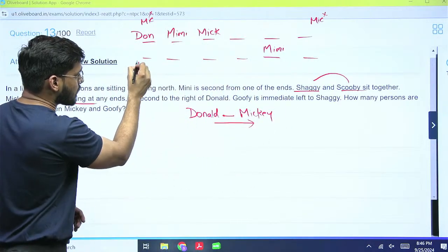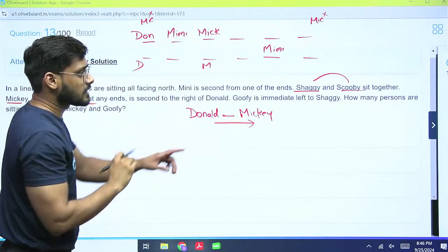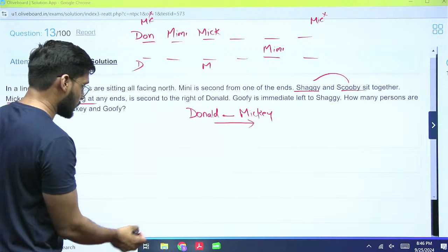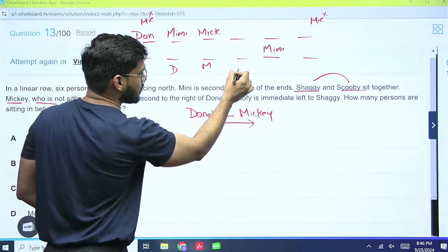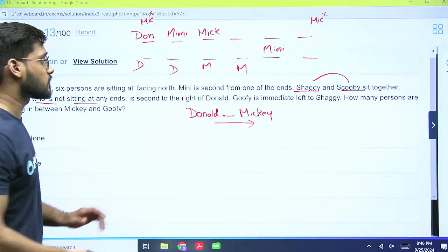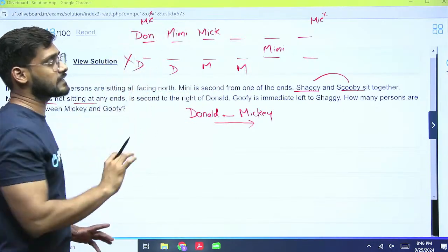See again, Donald, Mickey, and Shaggy and Scooby. Where will we fix this position? Nowhere. There is no place left. Okay. If we are fixing Donald over here and Mickey over here, then again there will be no two consecutive positions left for Shaggy and Scooby. So this case is the wrong one. The above case is the right one.